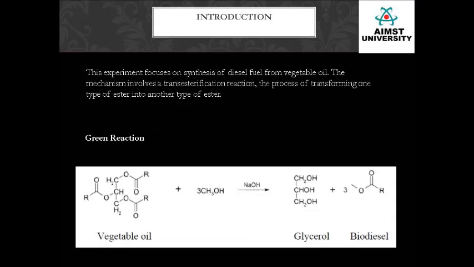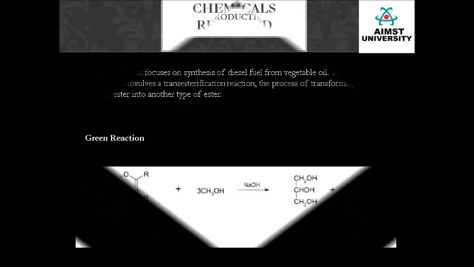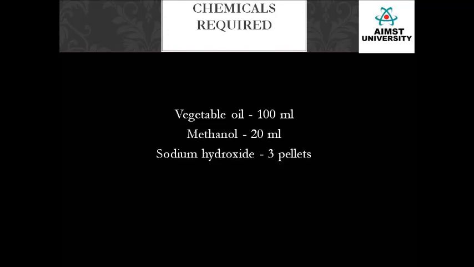Here you can see a reaction between vegetable oil and 3 moles of alcohol in the presence of a base. It gives glycerol and biodiesel. The main chemicals required for this green synthesis are vegetable oil, methanol, and sodium hydroxide.